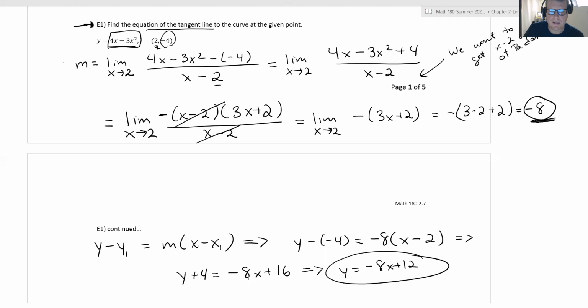Plus 16, and then I subtracted 4 from both sides. So yes, right? I've got y minus a negative 4, that's y plus 4, and then I have negative 8x plus 16. That's what I've got, and then I subtracted 4 from both sides. No worries. Maybe I should be more explicit. I'll do that next time.